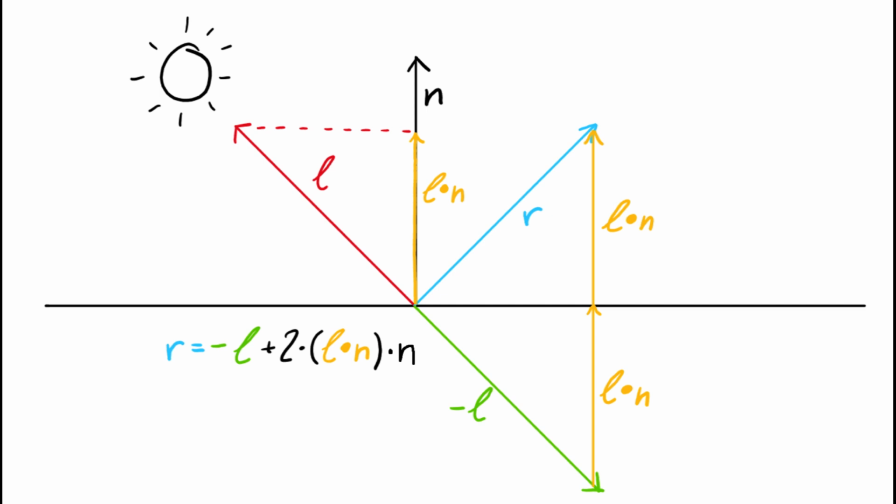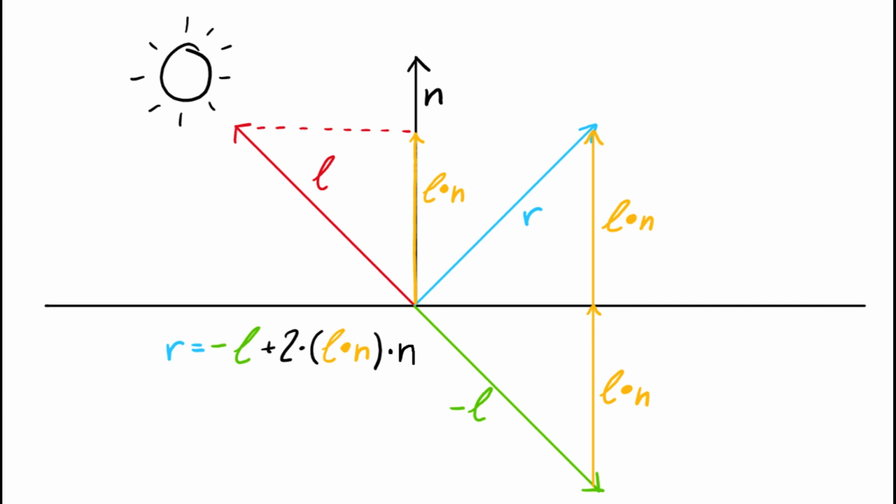Now that we know the length of L projected onto N, it's actually pretty simple to calculate the reflection vector. First, we get negative L, which is just the inverse of the vector from the pixel pointing to the light. You could also think of this as just the vector from the light pointing to the pixel rather than the other way around. Then if we go up two of those projected lengths, we will get to R.